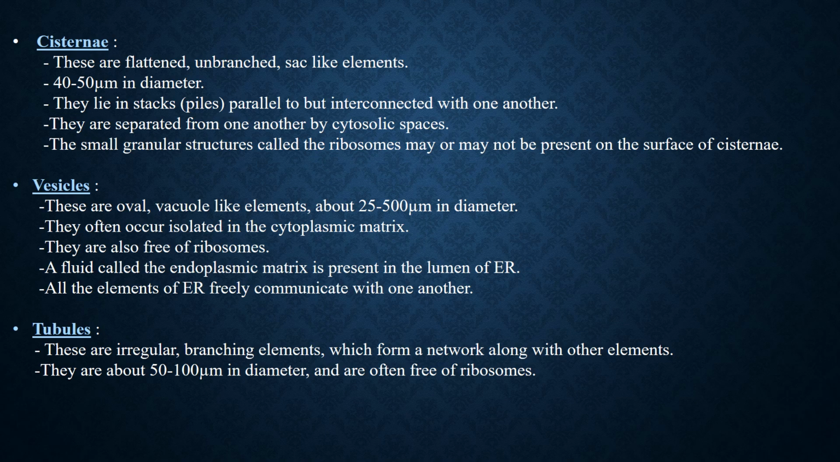A fluid called endoplasmic matrix is present in the lumen of endoplasmic reticulum. All the elements of endoplasmic reticulum freely communicate with one another. Tubules. These are irregular branching elements which form a network along with other elements. They are about 50 to 100 micrometer in diameter and are often free of ribosomes.